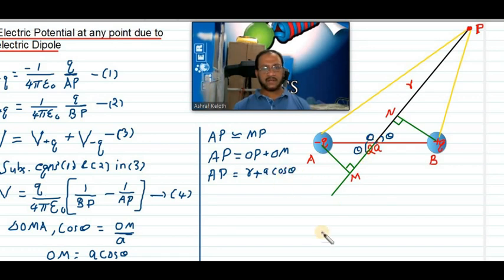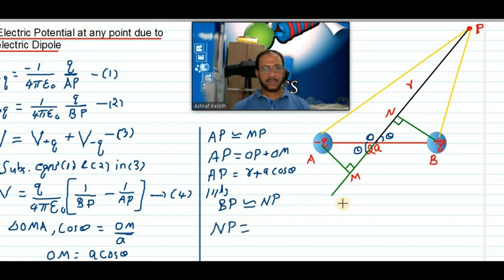Means from the middle of the dipole to the point P, this distance is R, plus this OM, from this triangle we got OM is A cos theta. So R plus A cos theta is AP. Now similarly, BP, this distance B to P, is approximately equal to NP. For an ideal dipole, it can be almost equal to NP.